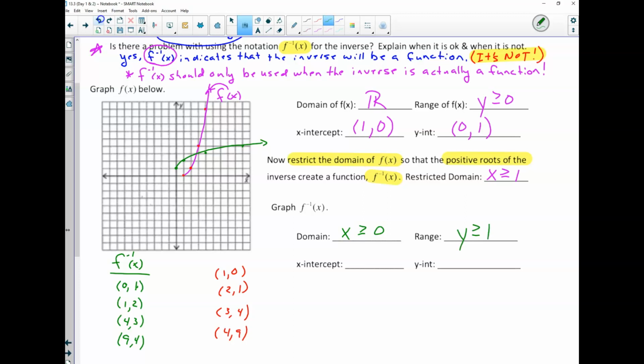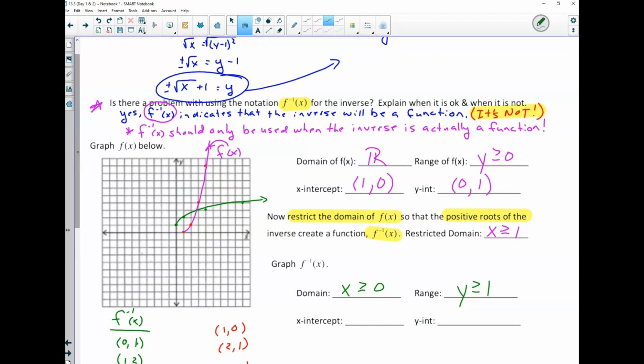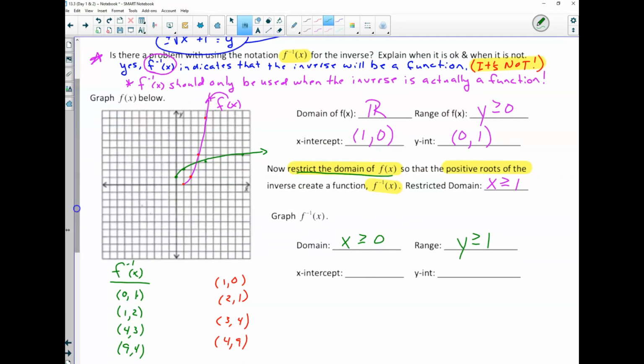Well, check this out. Inverse functions swap x's and y's, don't they? Well, if I restricted the domain of f of x to be this, well, check it out. If I swap x's and y's, the domain becomes my range, and my range becomes my domain. Okay, so you can kind of see that.